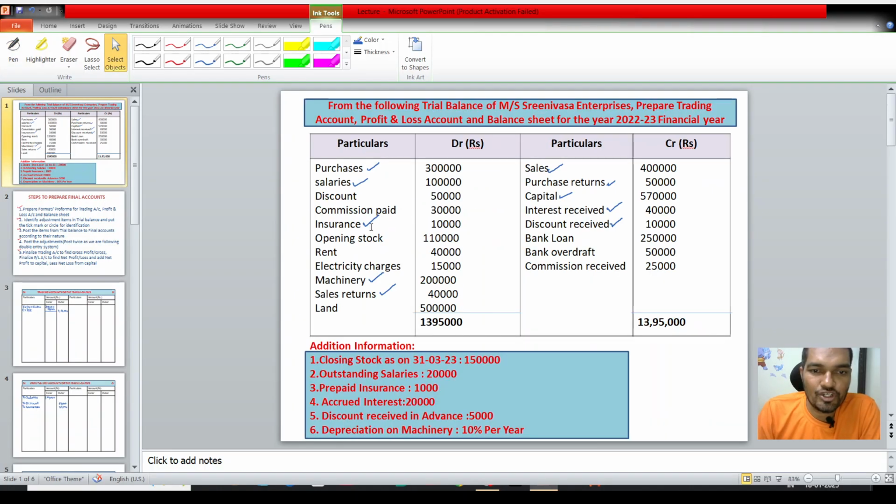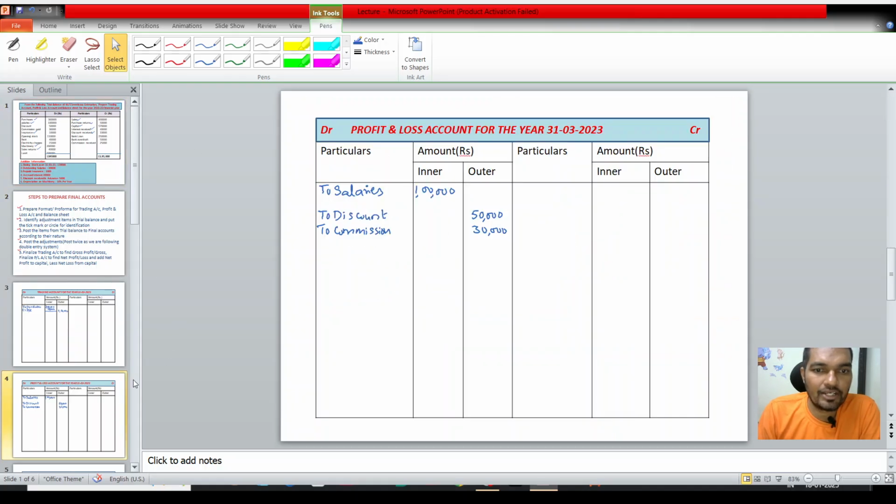Coming to the insurance, there is an adjustment for insurance, amount 10,000 rupees. Again, insurance is also an indirect expense. Insurance premium is an indirect expense, so we have to show it on the debit side of the profit and loss account. The amount of insurance is 10,000 rupees.